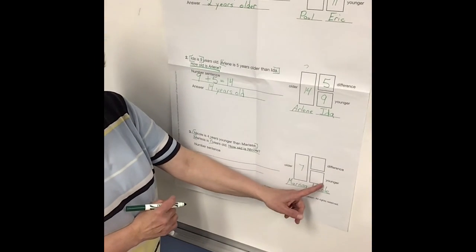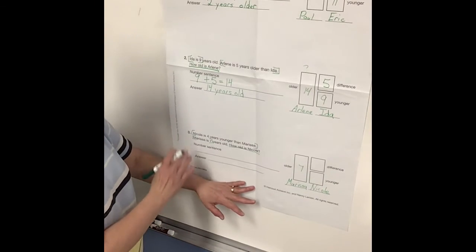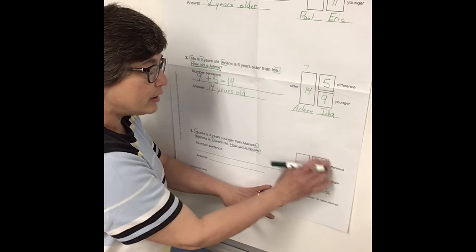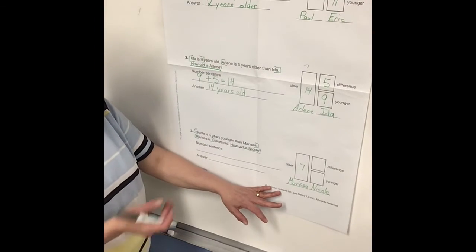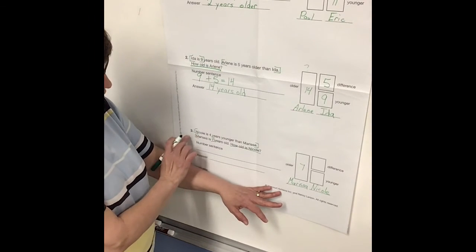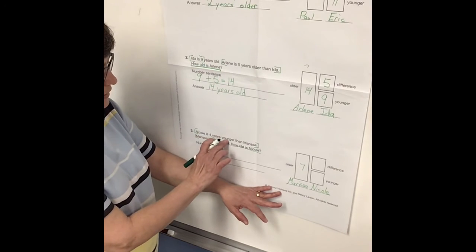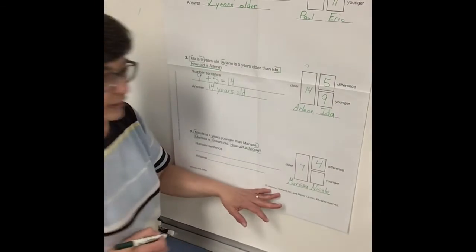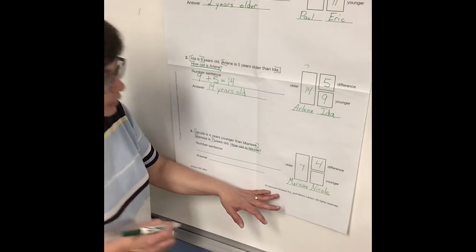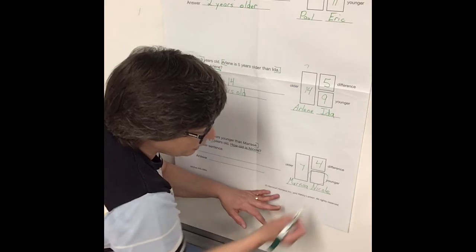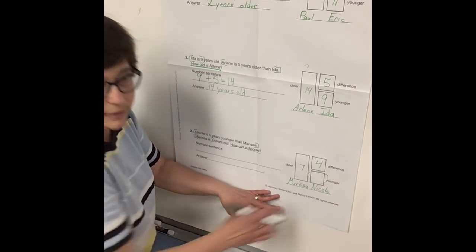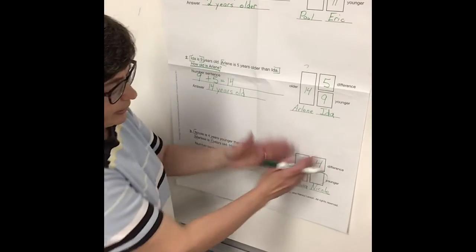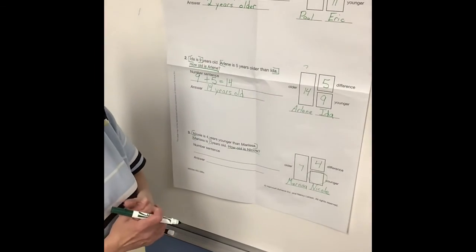Do we know how old Nicole is? Nope, that's what we're trying to figure out. How old is Nicole? So then the other number we have is the difference. Nicole is 4 years younger than Marissa. So we put the 4 in the difference box. We're trying to figure out, this is what we want to know. We want to know how old is Nicole. So are we going to add or subtract there? How do we figure that out?